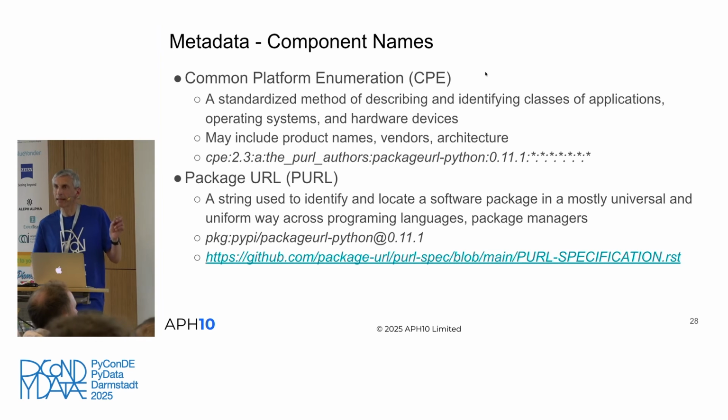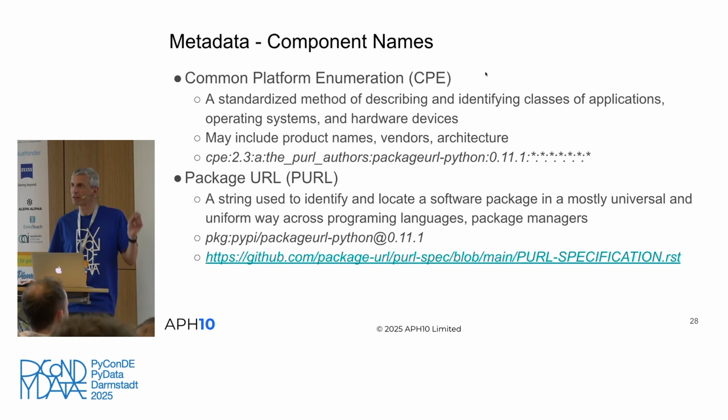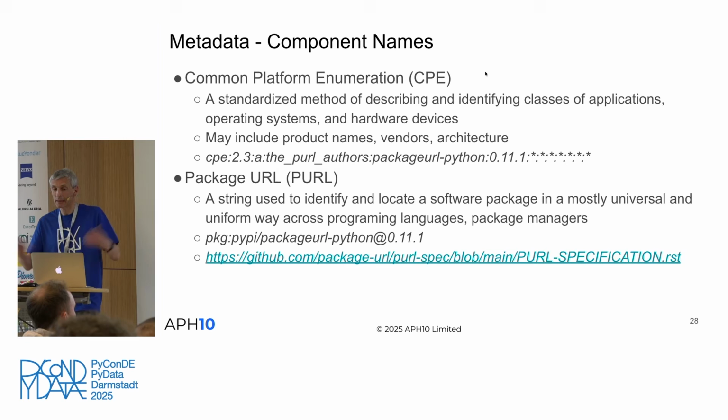I mentioned naming. We have a problem as an industry in terms of we're not very good at naming components. There is one standard called the CPE, which came from the US government, which was used to drive the National Vulnerability Database. But it's a free format text. It specifies a vendor and a product name. And there's no validation to ensure that the product name and the vendor name is consistent. So there are different ways of specifying Microsoft. Is it Microsoft or Microsoft Corporation, for example?